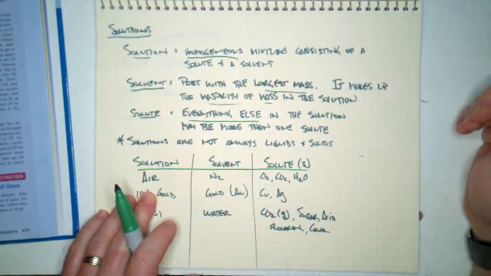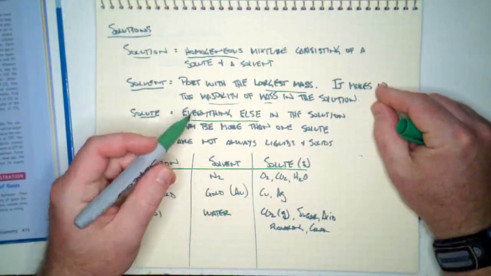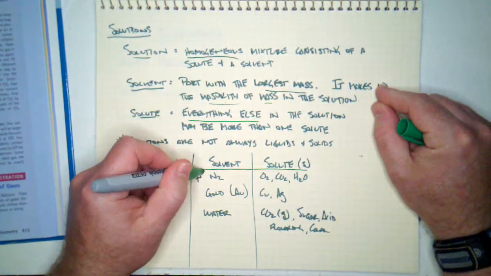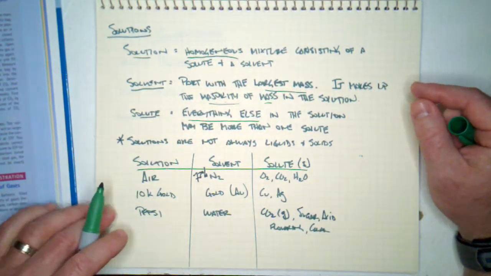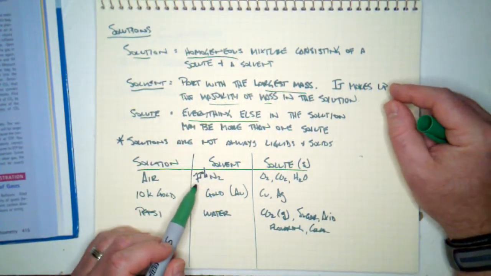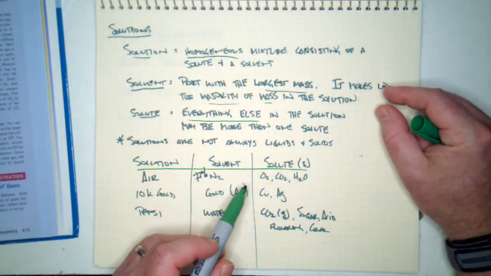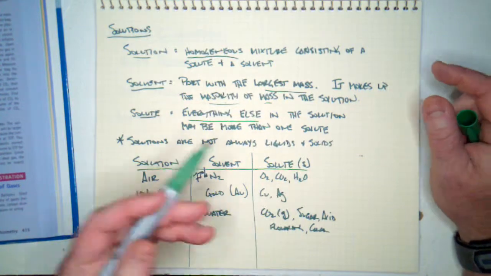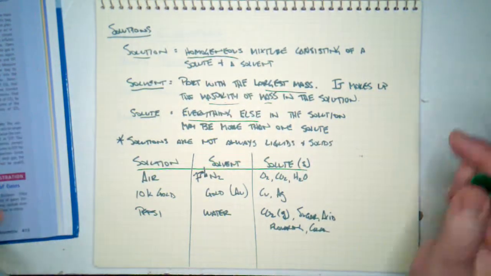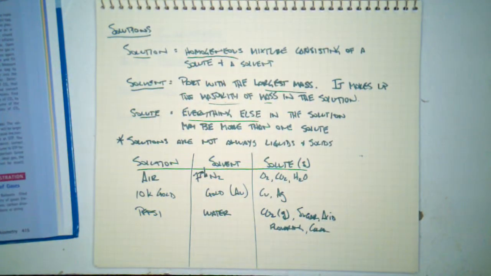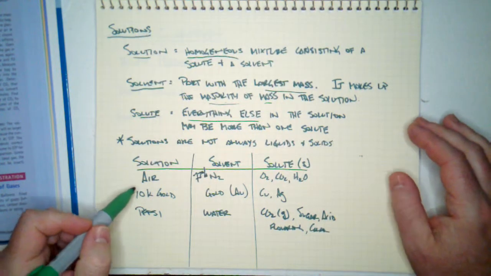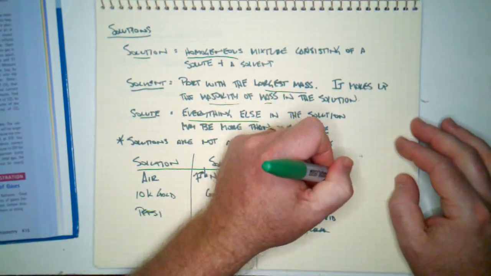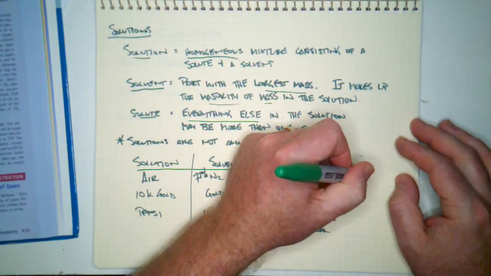Air, the air we breathe, is a solution. Since it's about 72% nitrogen, that makes up the majority of the mass of the air. And the solutes that are dissolved in the nitrogen are oxygen, carbon dioxide, water vapor, and other various gases we have in the atmosphere. So this is an example of a gas in a gas solution.